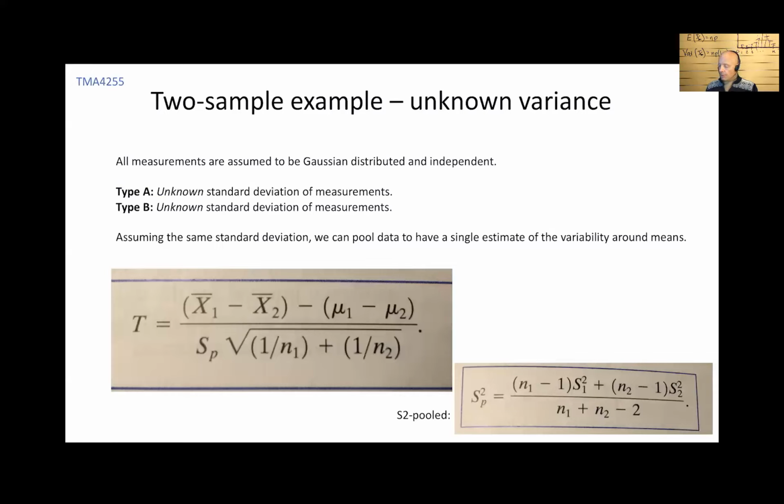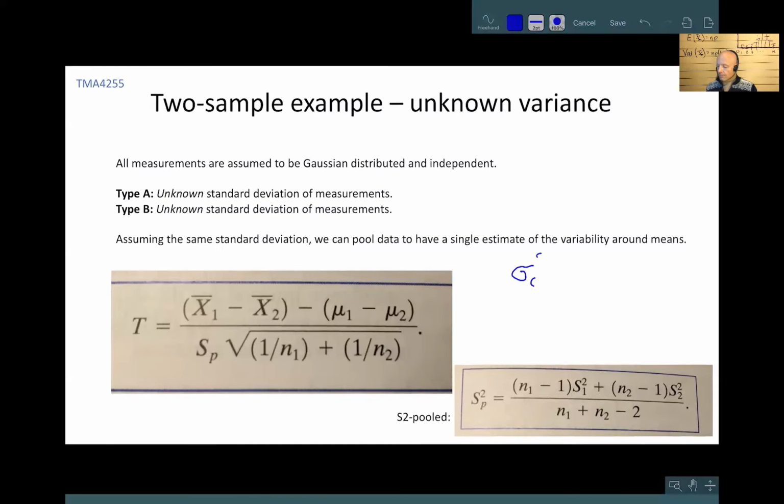So here we construct, okay, so what happens is that we didn't know these sigma 1 and sigma 2, but we say that they are the same. So we say that sigma 1 squared is equal to sigma 2 squared, but it's still unknown. So we estimate it. And to estimate it, we use all the data we can find. So we take sample variances in sample 1 and sample variances in sample 2.